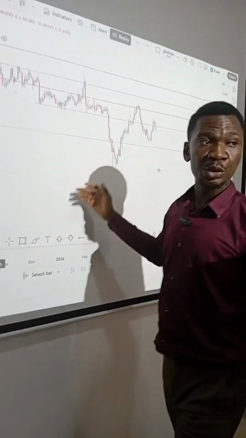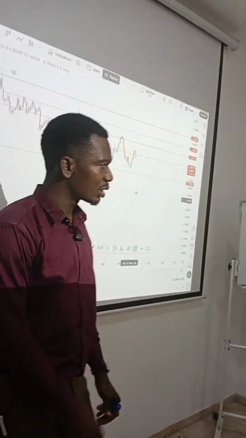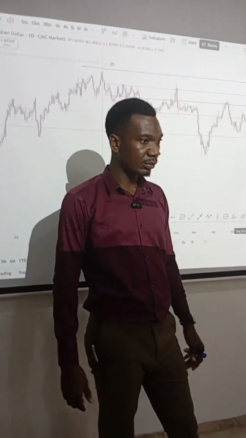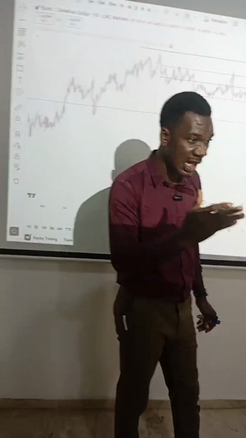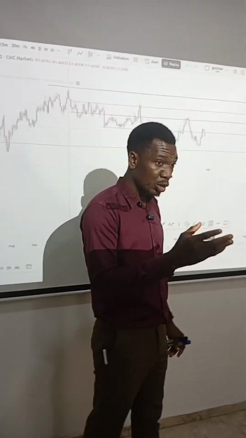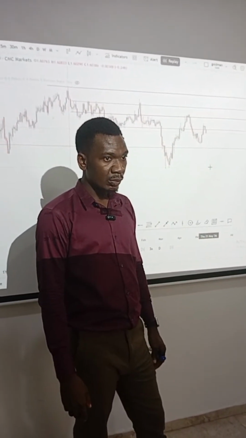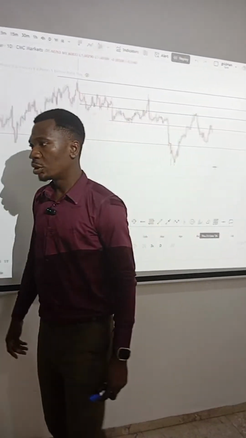Now, even this approach is not 90%. I would have loved to say it's 98% accurate. There's no strategy that is 98% accurate. None. Even a 40% accurate strategy is good once you can fix your risk to reward ratio. Are we together?